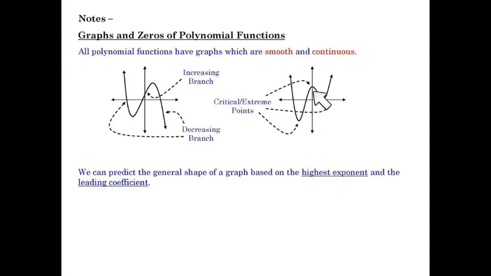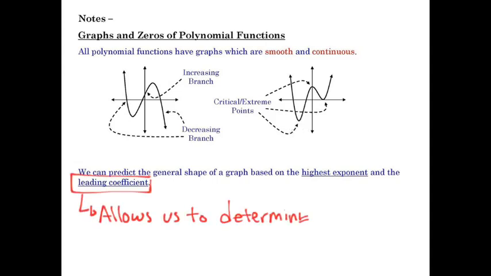We have critical or extreme points. These are the highs and lows, the hills and the valleys within here. We have an increasing branch, which means as you go from left to right, you're going up, and if you're decreasing as you go from left to right, you're going down. So you imagine increasing, you're going uphill, then downhill, and these are called critical or extreme points. And then these are going to allow us to really determine the end behavior by just looking at the coefficient of the highest degree piece. And we'll look at some examples in a minute.